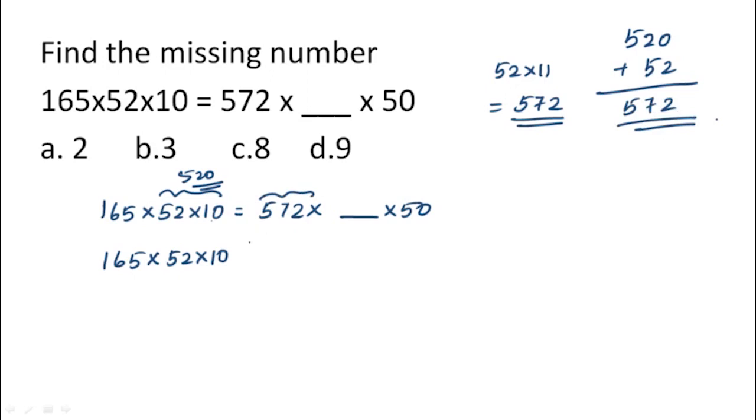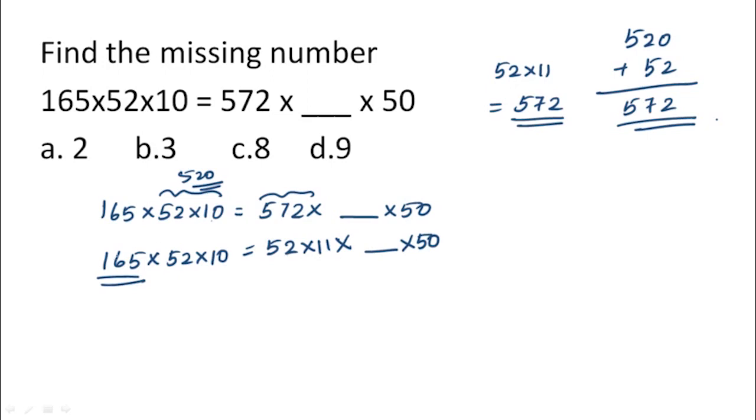So this 572, how can I write? I can write it as 52 multiplied by 11. Okay. Again, multiplied by dash multiplied by 50. That is what you have now. Again, this 165. Okay. See, here I have on the right hand side 52 multiplied by 11 multiplied by dash multiplied by 50.